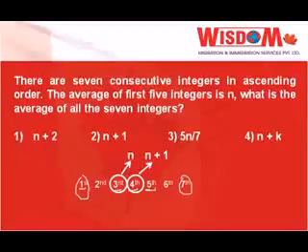So, we were asked to find out the average of 7 consecutive integers. The average of the first 5 integers was given to us, which was n, and the average of the first 7 integers would be just n plus 1. So this makes our problems pretty easy to solve. Alright, so let's move to the next problem.